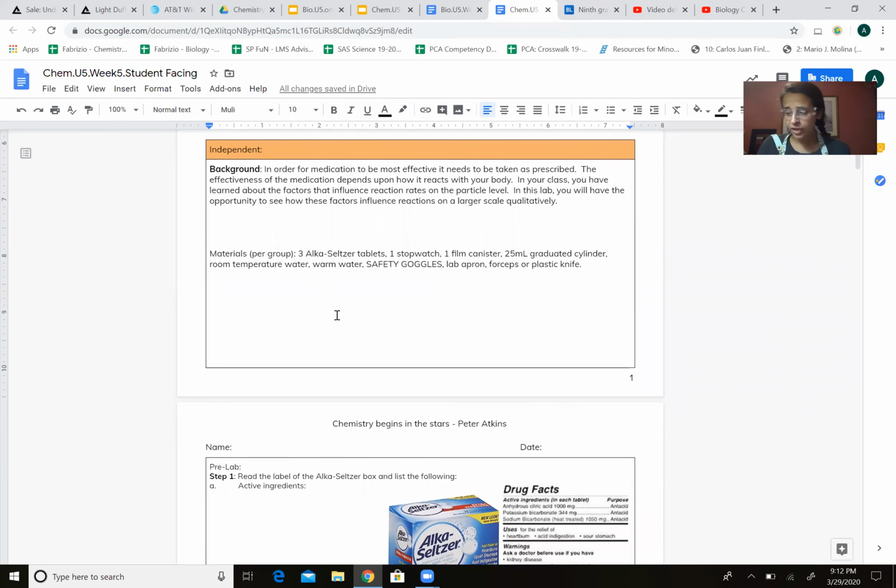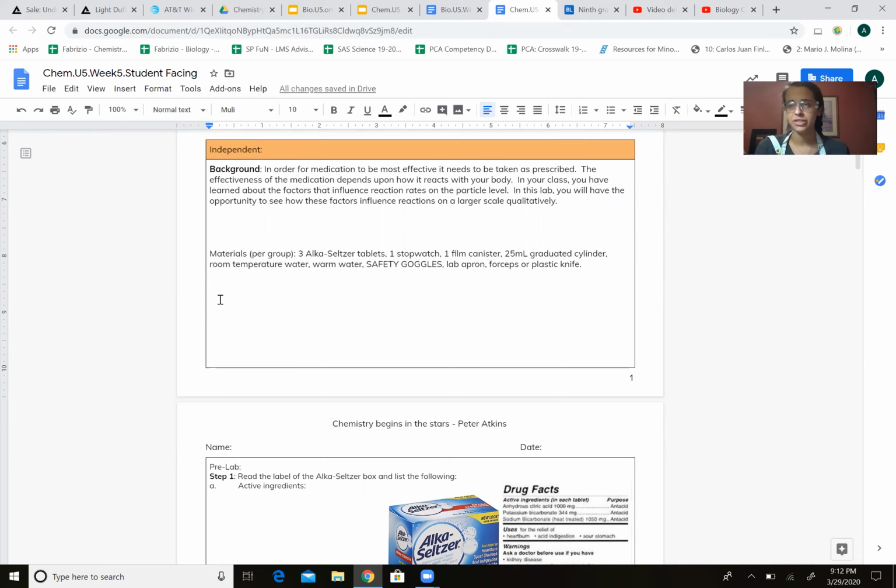I know we've done labs with Alka-Seltzer already. So I went to the store today, picked up some Alka-Seltzer, and we're going to do this activity. Well, you guys are going to watch me do this activity. And if you have these, I have put the lab protocol, the procedure and the materials you need, all in your lab packet.